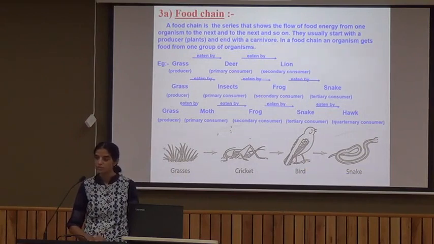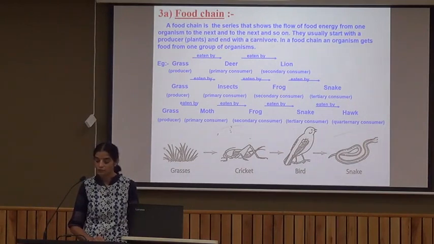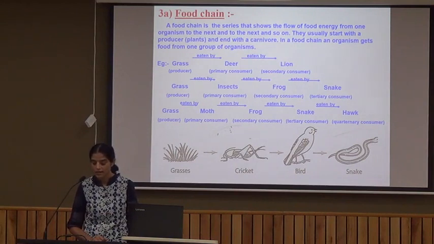Food chain. A food chain is the series that shows the flow of food energy from one organism to the next, and from the next and so on. They usually start with producers, that is plants, and end with a carnivore. In a food chain, an organism gets food from one group of organisms. For example, grass is eaten by deer. Grass here is the producer and deer, which consumes it, is a primary consumer. Then deer is eaten by lion. So lion here is the secondary consumer. So this represents a single food chain.